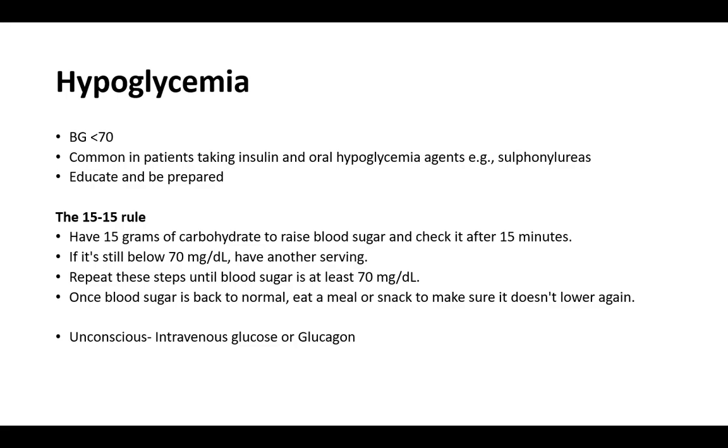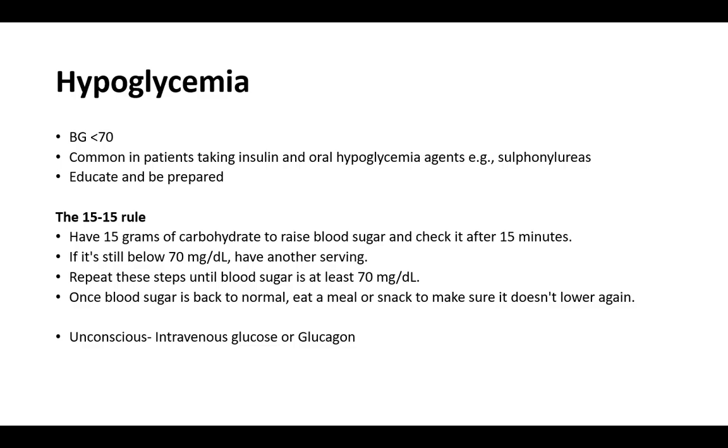Hypoglycemia is blood sugar less than 70, and we said most of the time it is caused by insulin or oral hypoglycemic agents. The treatment is the rule of 15: 15 grams of carbohydrates, then wait 15 minutes and look for the blood sugar going up. If not, give another 15 grams of carbohydrates. If the patient is unconscious and cannot take anything by mouth, you have to give glucagon injections, which are intramuscular, or you can give IV glucose.